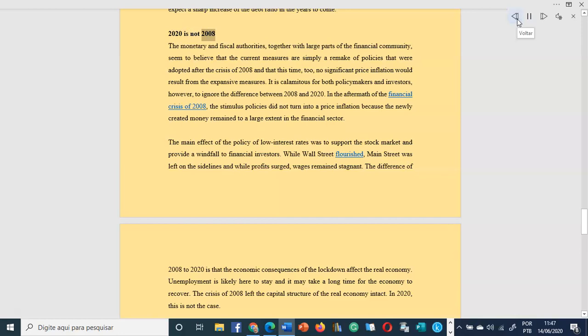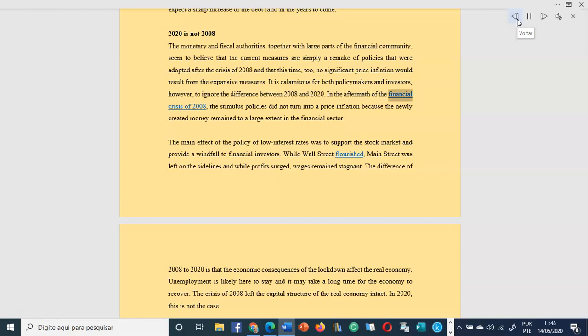2020 is not 2008. The monetary and fiscal authorities, together with large parts of the financial community, seem to believe that the current measures are simply a remake of policies that were adopted after the crisis of 2008 and that this time, too, no significant price inflation would result from the expansive measures. It is calamitous for both policymakers and investors, however, to ignore the difference between 2008 and 2020.